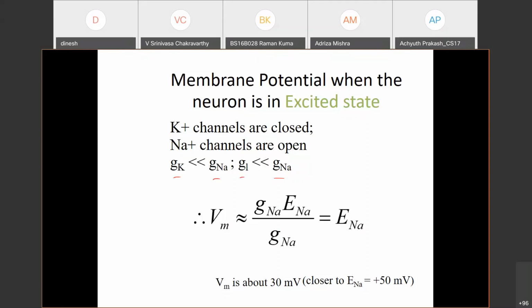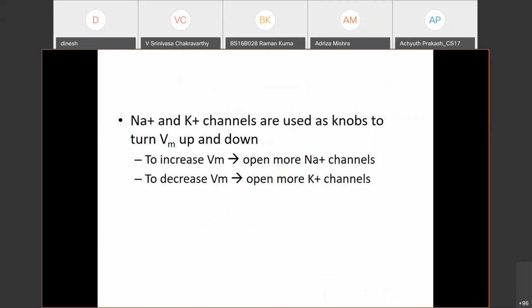Since it's an approximation, it goes up to about 30 millivolts. Also, during an action potential, it is not in steady state because it's a highly dynamic condition. These calculations are just to give an intuitive idea. They are very approximate, and you cannot take them too seriously. The intuitive idea I'm trying to convey is that when you open sodium channels, the voltage goes up. When you open potassium channels, the voltage goes down.